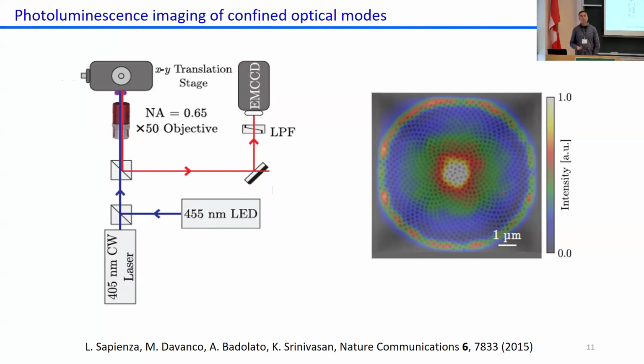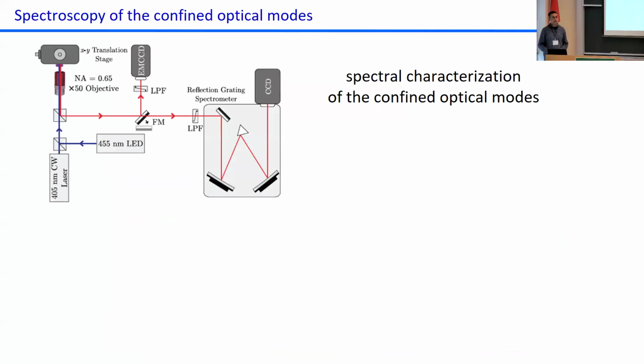What this setup allows us to do is to illuminate a sort of wide area, about 50 by 50 micron in size. And what you can see here is a photoluminescence image superimposed on our scanning electron micrograph image of the fabricated device. You can see that you have light confined mostly in the center of the structure, and then you have these more extended modes. So we have first proof that there is light confinement in our structures.